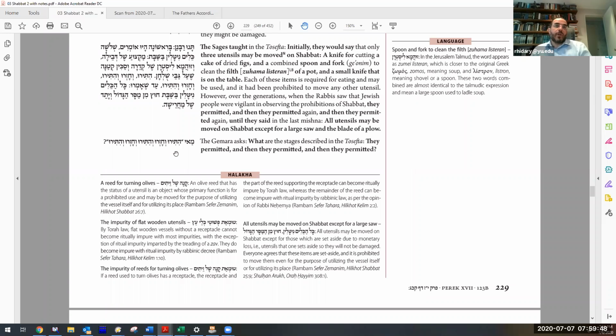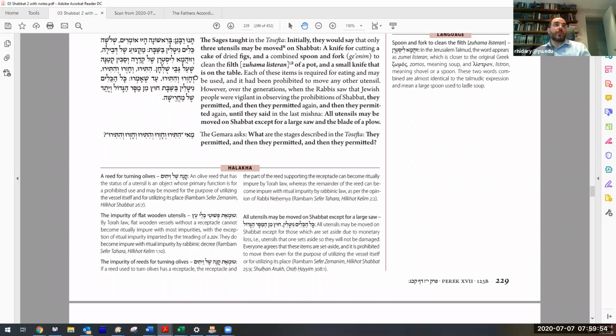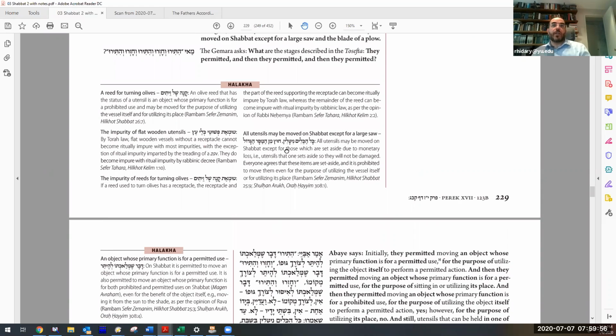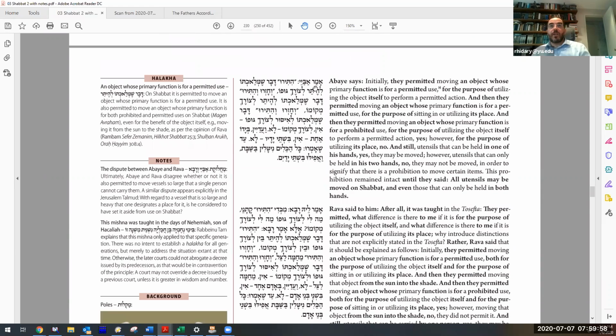Otherwise, we don't have a lot of sources. So I think there is historical truth to this. So what does this mean, each of the stages? We have 2 opinions, Abaye and Rava. We're going to see Rava is more Mekel. He's going to say that each stage they allowed more and more things, and Abaye is a little bit less so.